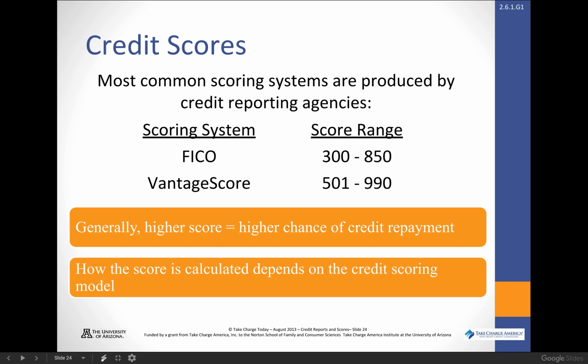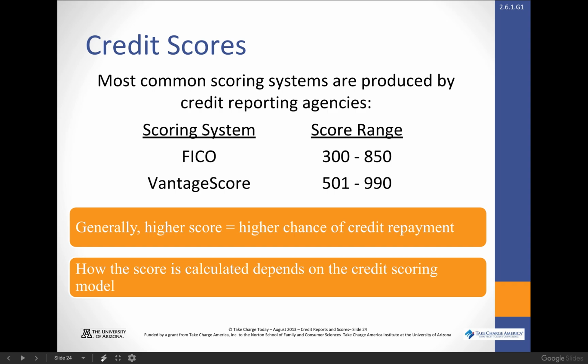Alrighty. The most common scoring systems that are produced by our CRAs are going to be FICO. FICO ranges from 300 to 850. FICO is the most common scoring system. That's the one you're going to be more familiar with throughout your life. And then we also have Vantage Score. And these are higher credit scores. These range from 501 to 990.